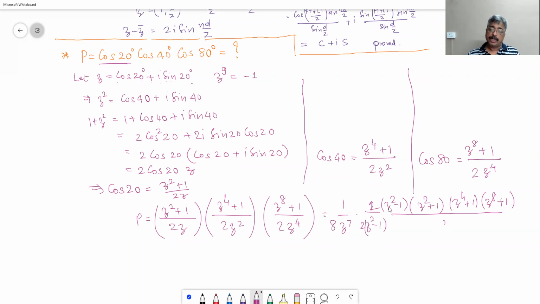Okay, so multiply and divide. If you combine these two, you get z raised to 4 minus 1. Again, we should supply 8 upon 8, no? Something like that. Two this into this is z raised to 4 minus 1.